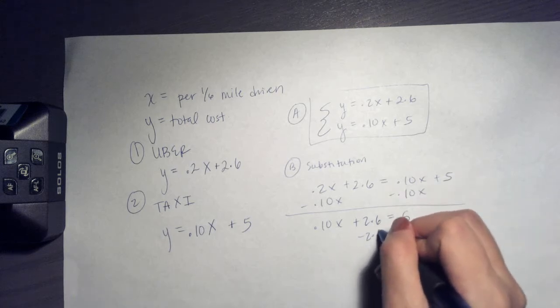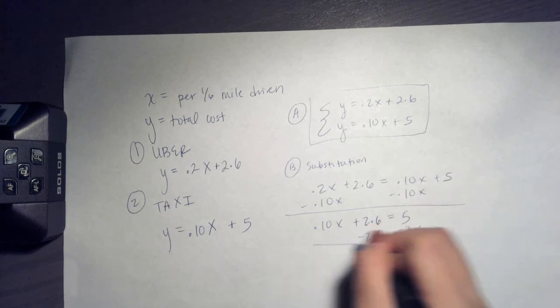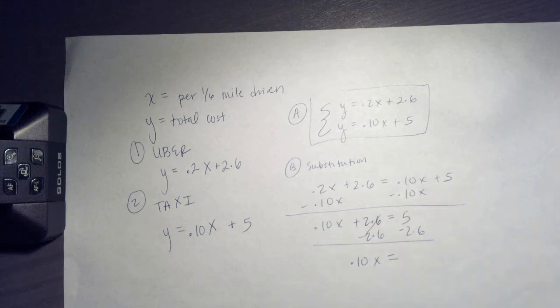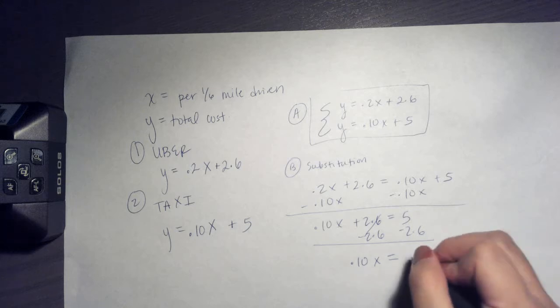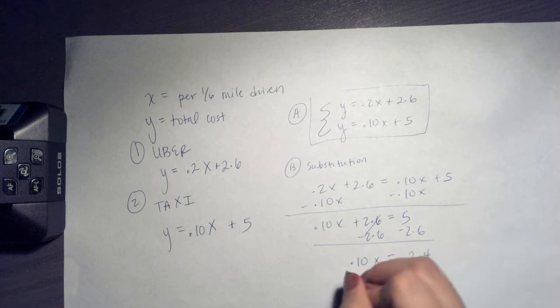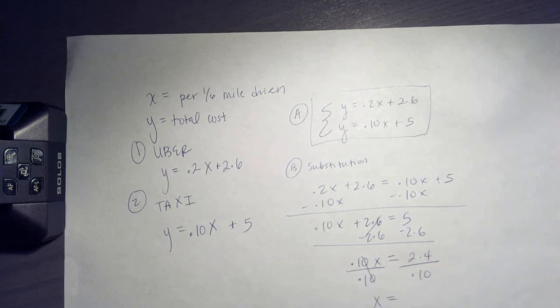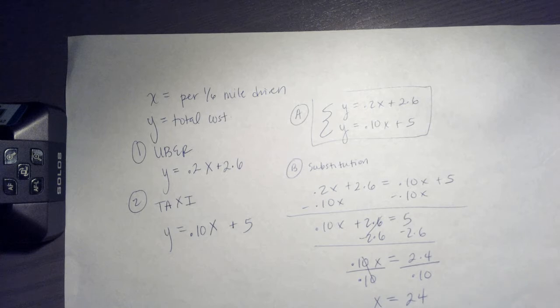And then I'm going to subtract 2.6. So I get 0.10x. So then I get 2.4. So then I'm going to divide by 0.10 to figure out what x is. So 2.4 divided by 0.10, that's going to give me 24. So my x is 24.